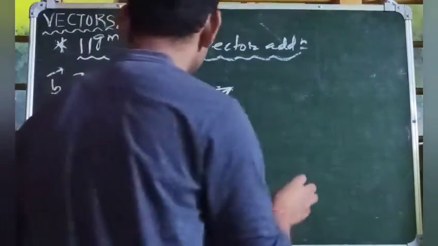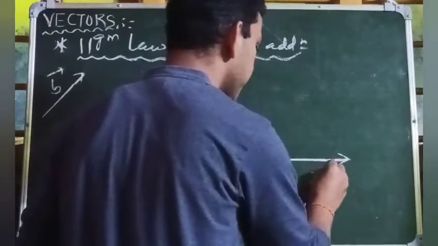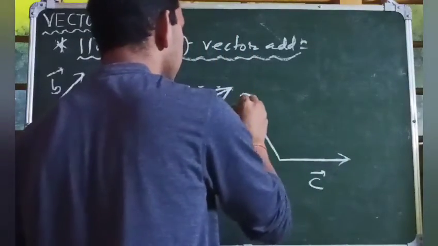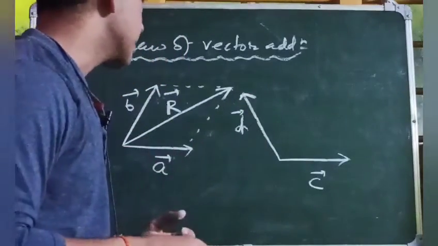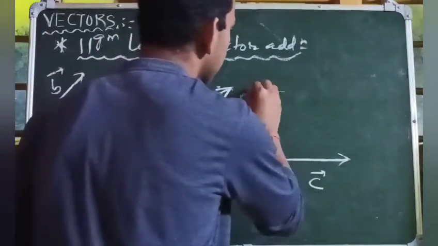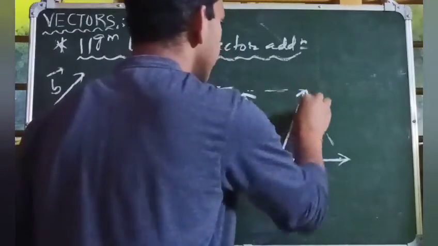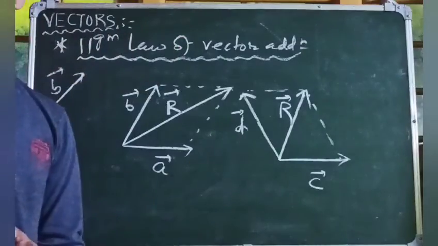Here we can see another diagram. Suppose this is c vector and this is d vector. Suppose we are required to find the resultant of these two vectors, then we have to reconstruct this parallelogram. Let's construct this parallelogram. Then this vector is going to be the resultant of these two vectors, c vector and d vector.